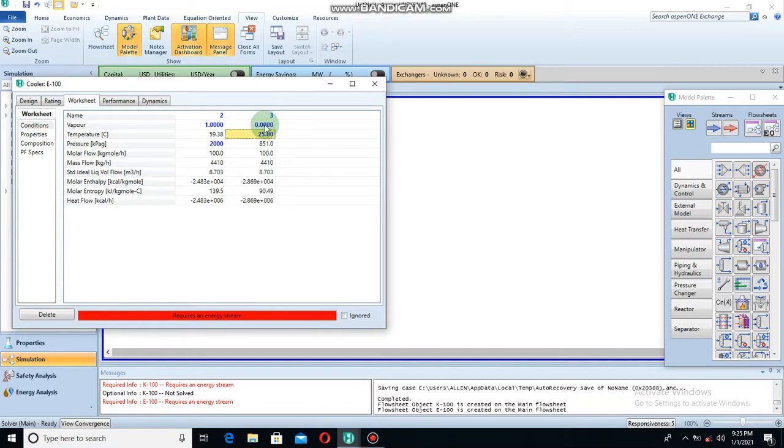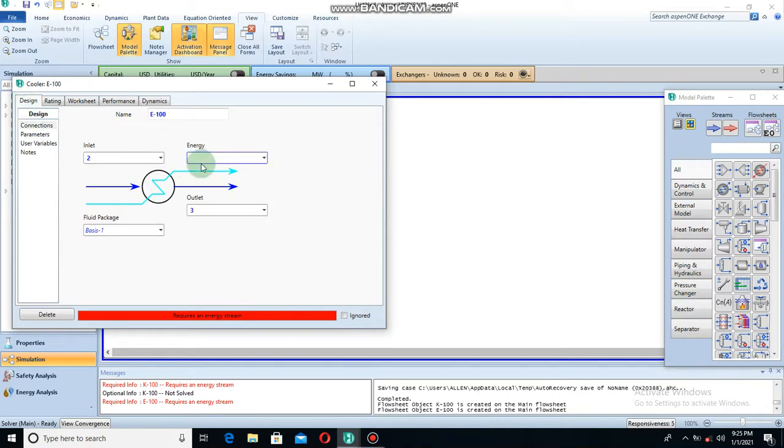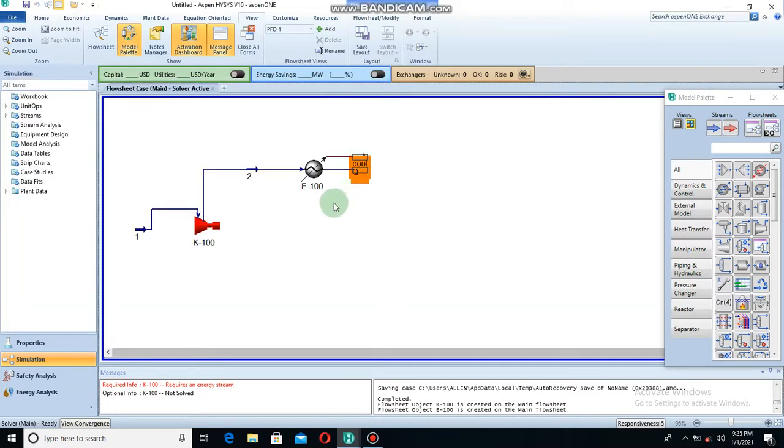And here we go. So we need an energy stream for the cooler. So we give it a name as cool Q. You can decide to use whatever name you want to use, you can use CQ, but just make sure you have an energy stream labeled. All right, here we go. So we have our cooler converged.